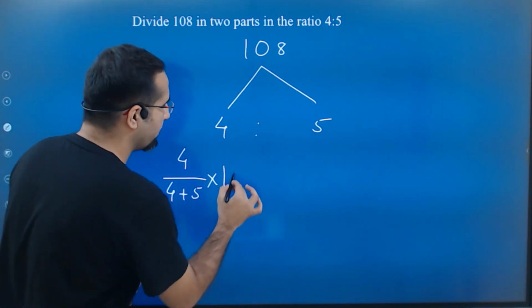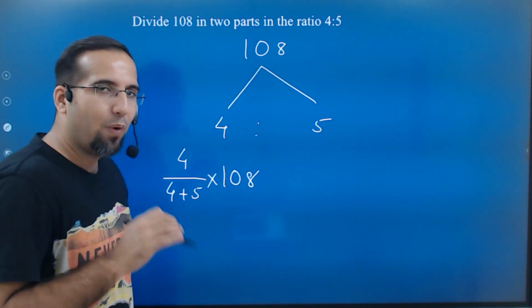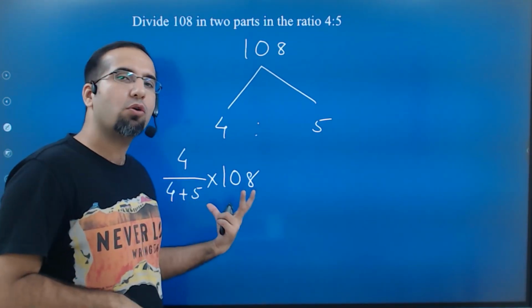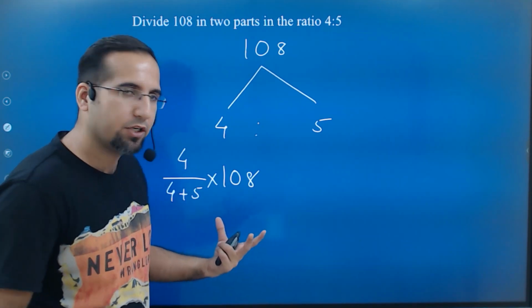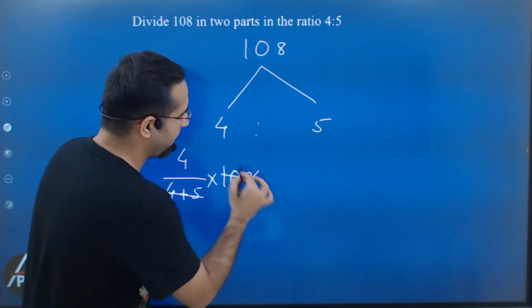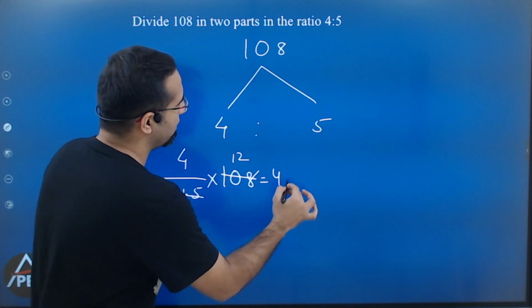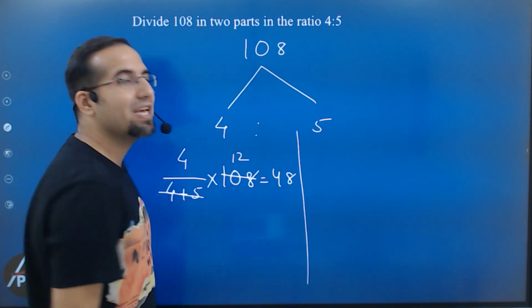Now the total quantity is 108. Whenever total is given, always follow this method to save your time in the examination, right? So this is 9 ones are 9, and 9 twelves are 108. So I directly get the value of this part as 48.